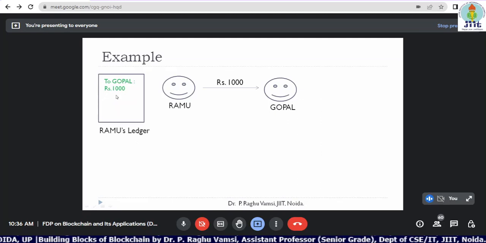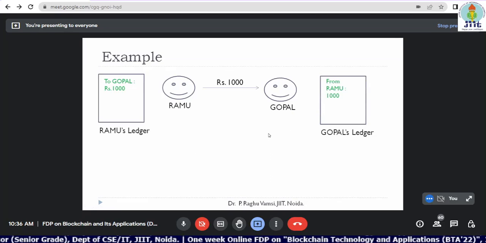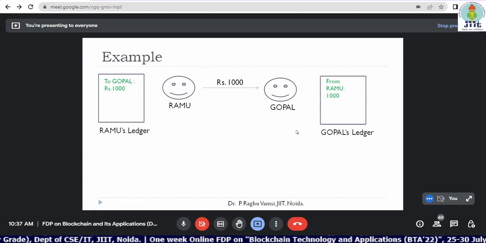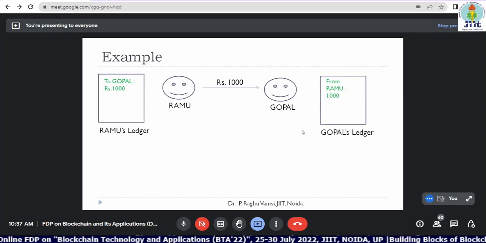Along with this, they may also write on which day Ramu has given rupees 1,000 to Gopal. For example, today is 25th July 2022 at 10 a.m., I have provided rupees 1,000 to Gopal. In the same way, Gopal has to write in his ledger like this: on 25th July 2022 at 10:01 a.m., I have received rupees 1,000 from Ramu. This is the way, in general, a genuine ledger entry will look.